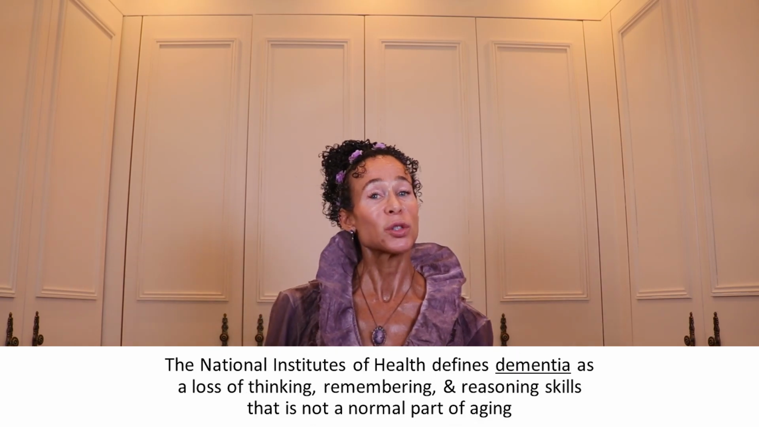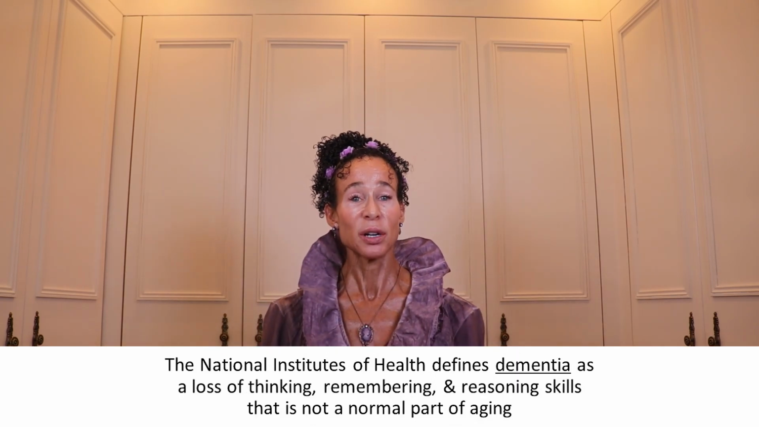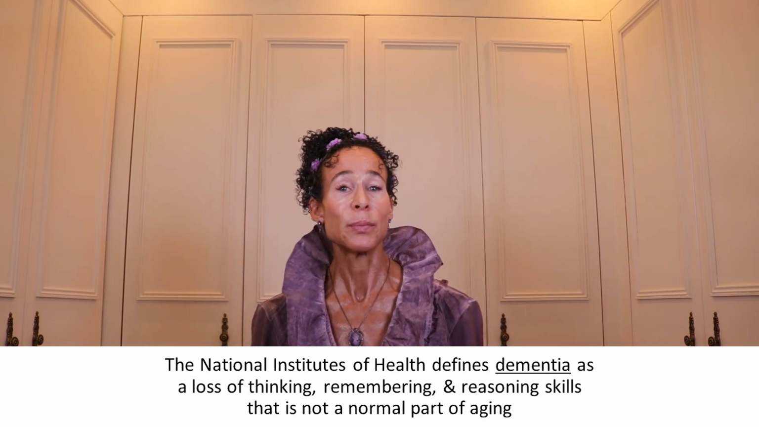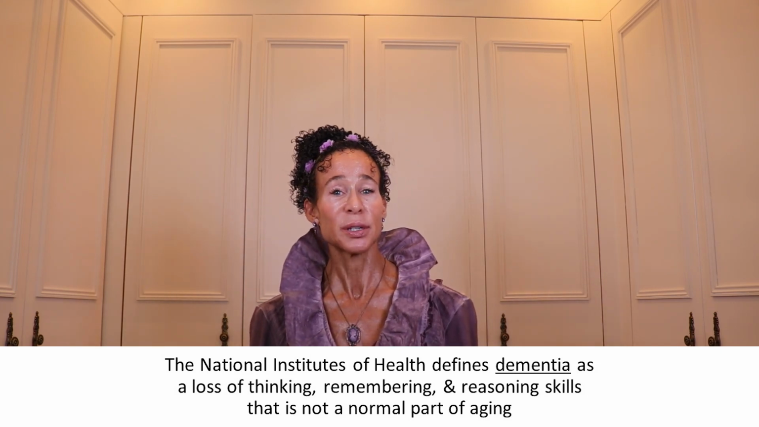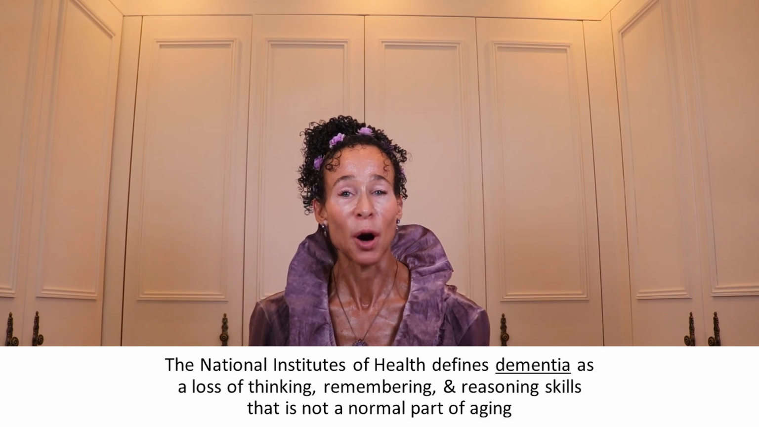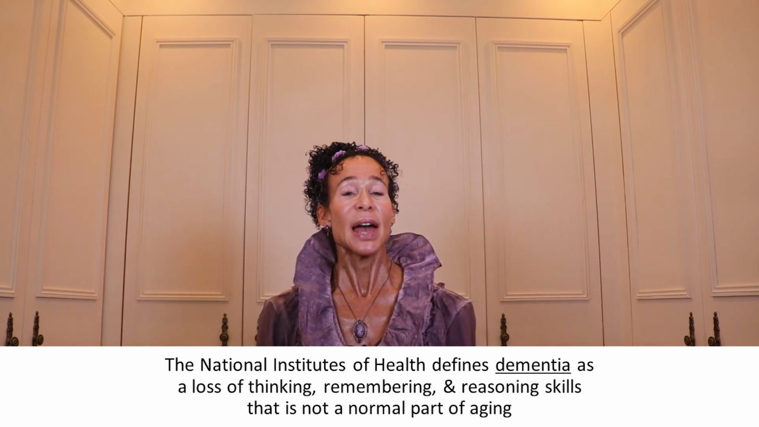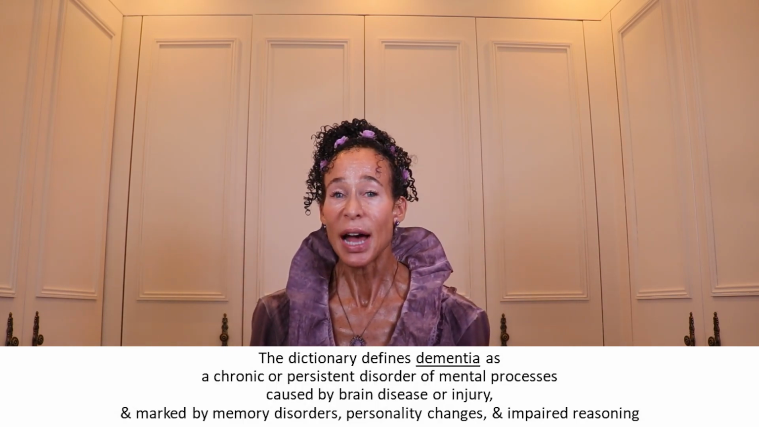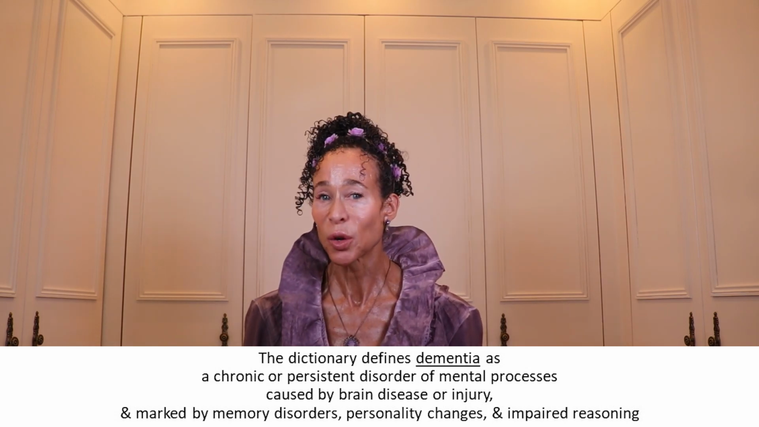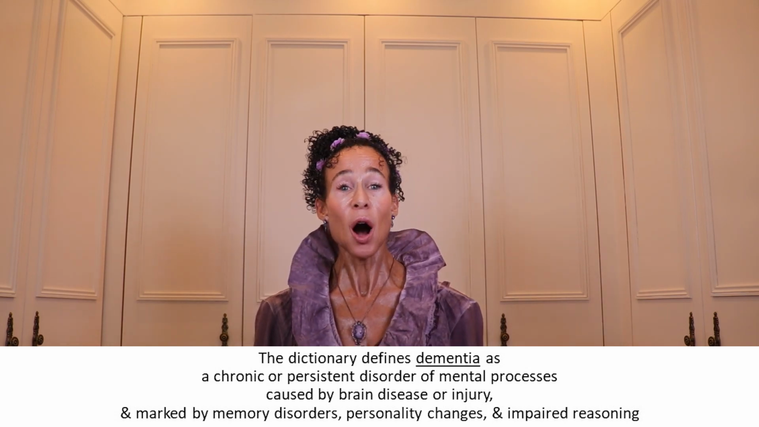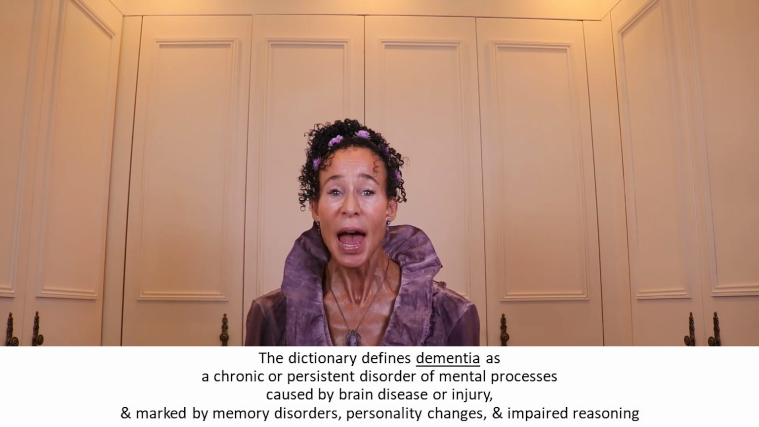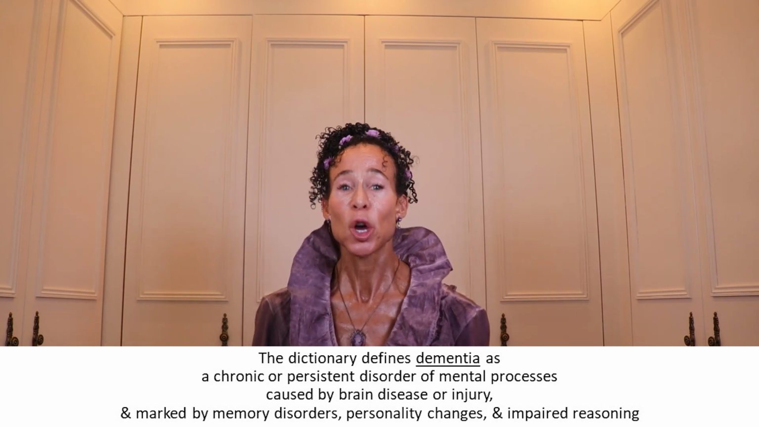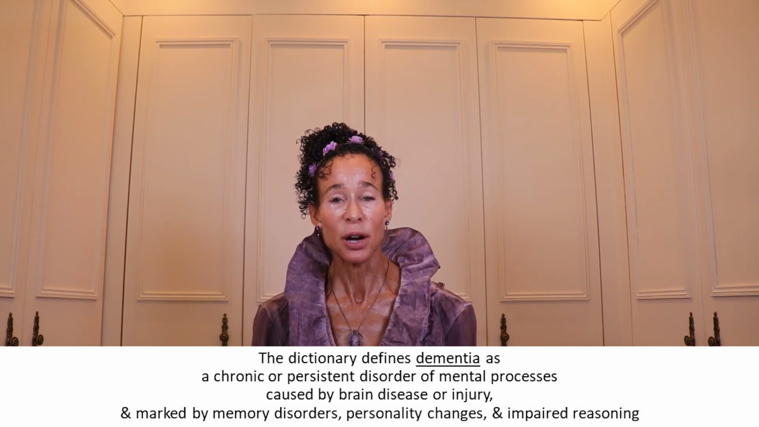The National Institutes of Health defines dementia as a loss of thinking, remembering, and reasoning skills that is not a normal part of aging. The dictionary defines dementia as a chronic or persistent disorder of mental processes caused by brain disease or injury and marked by memory disorders, personality changes, and impaired reasoning.